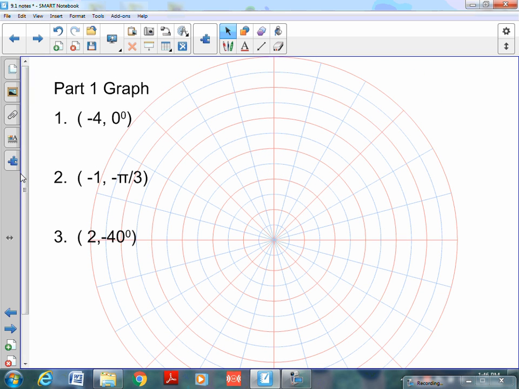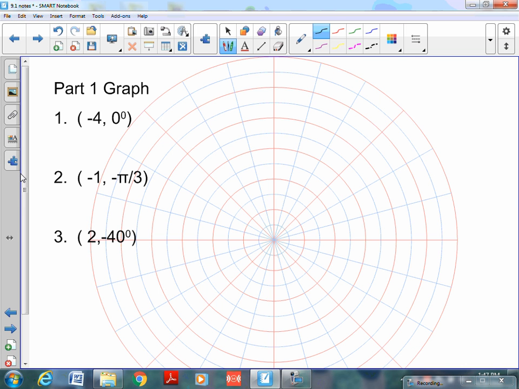Part 1, graph these. That's all we're asking you to do. Today, I think I'm giving you like 8 of these to graph. Only make 1 bullseye and put all the dots on the same one. Don't keep making bullseyes, right? I found this on a smartboard. So, a negative 4, 0 degrees is what they want you to graph.